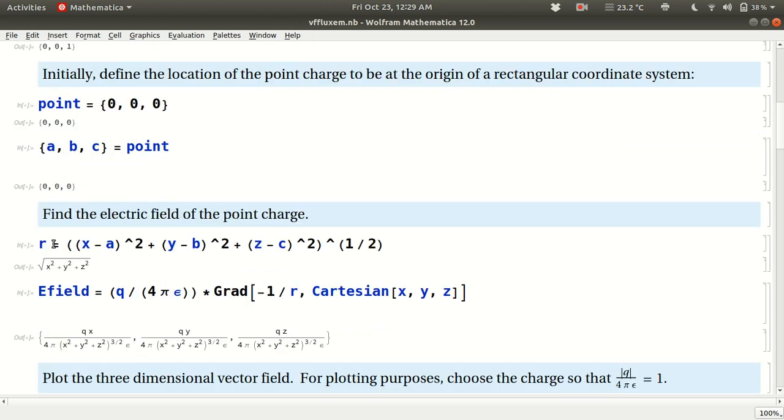So now we need to calculate r, which is basically x minus a squared plus y minus b squared plus z minus c squared, whole to the power half. This will basically be the root of x squared plus y squared plus z squared, since we place the charge at the origin. Now the electric field will be q by 4 pi epsilon naught into the gradient of 1 by r, which is basically r cap by r squared. We are doing this in Cartesian coordinates, x, y, z. If you do that, we get this equation: the x component, y component, and z component of the electric field.